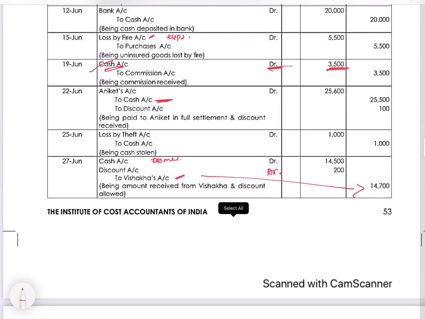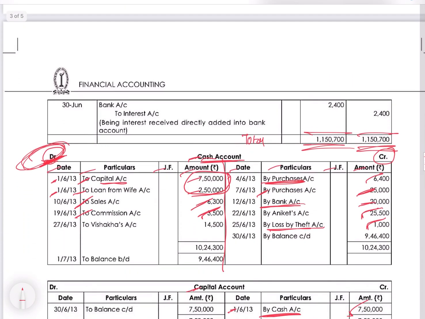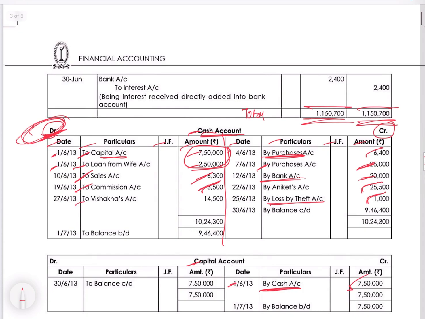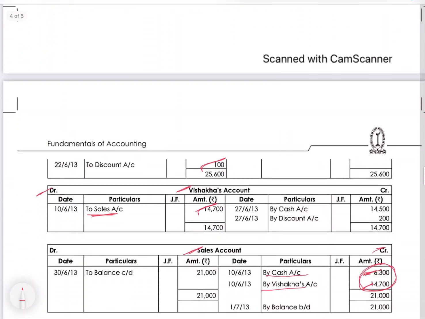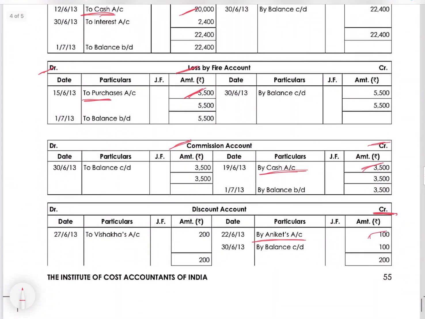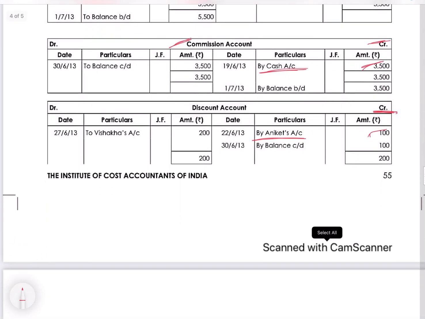Cash account, discount account to Vishaka's account. Cash account to be debited with 14,500. So we'll go to cash account, we'll debit it by 14,500. Discount account should be debited with 200. So we'll go to discount account and debit it with 200. Now this is controversial because this was discount received and discount allowed. Normally it is not to be set off, but here they have shown it as a set off. We will take it like that.